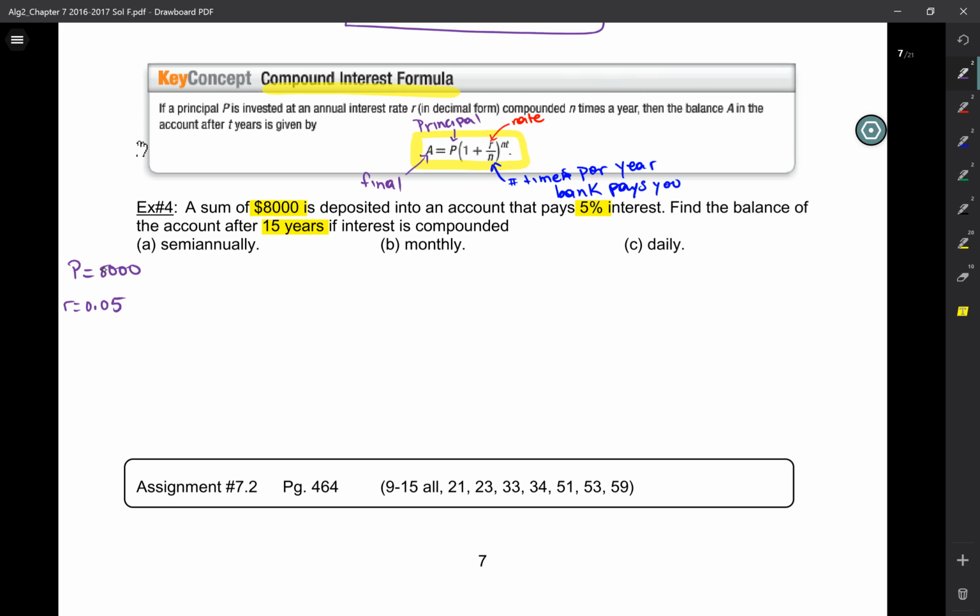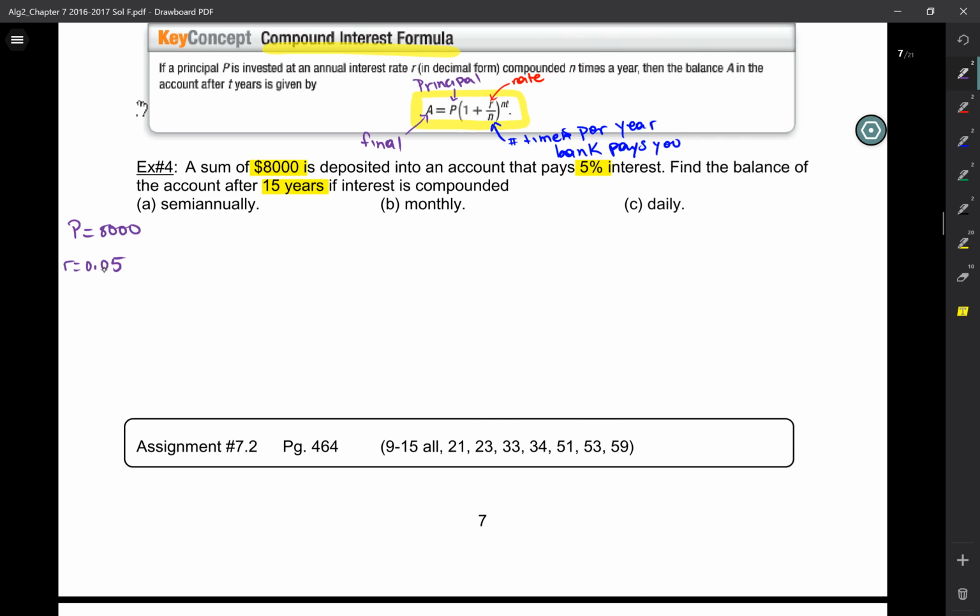If you have any questions on that, come to bonus. This is not an Algebra 2 topic, so I don't want to spend too much time on converting to decimals.